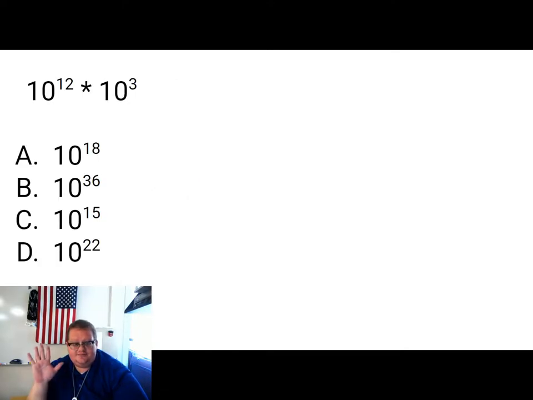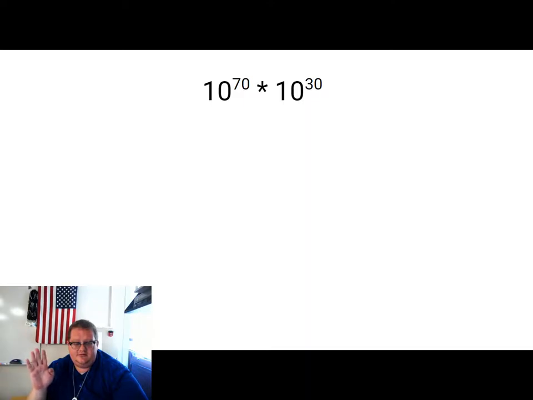So now see if you can do it. Correct answer is C. Correct answer is 10 to the 100th.